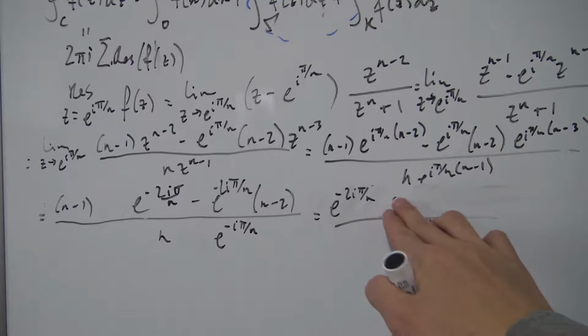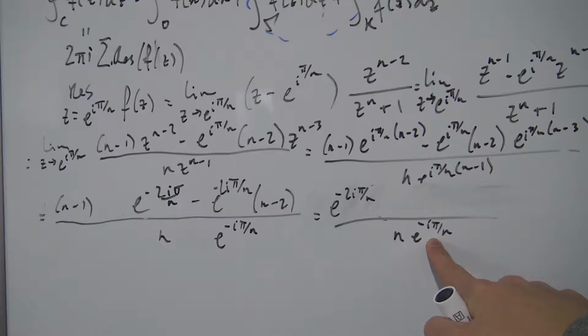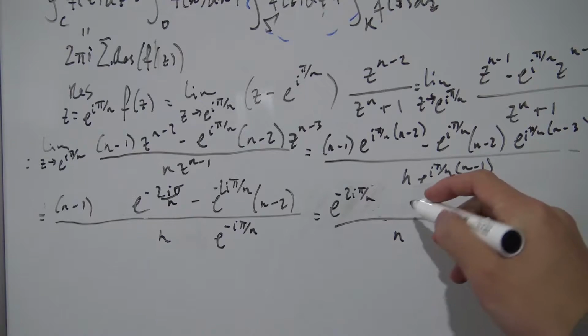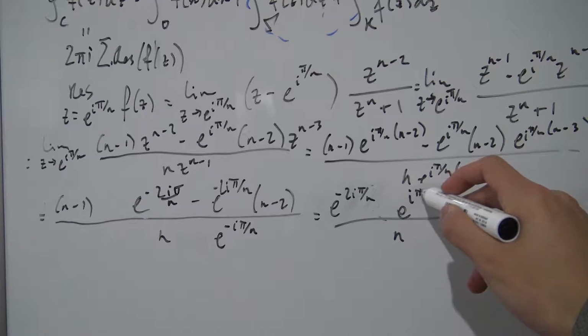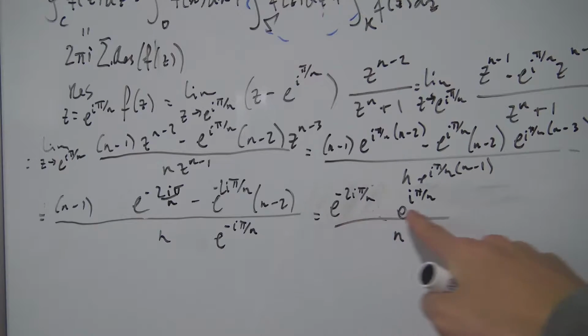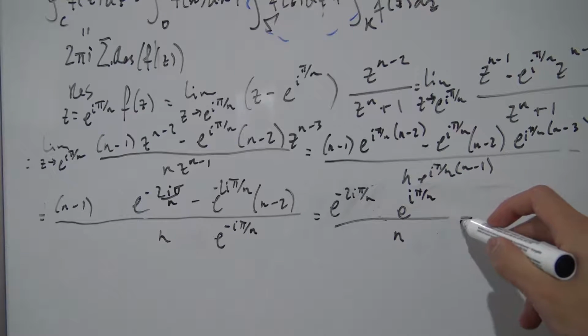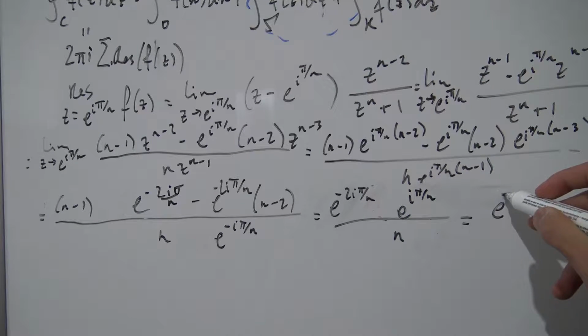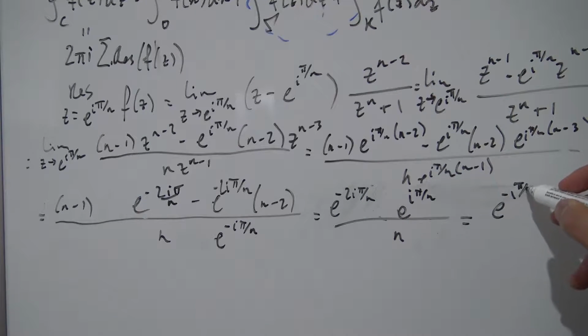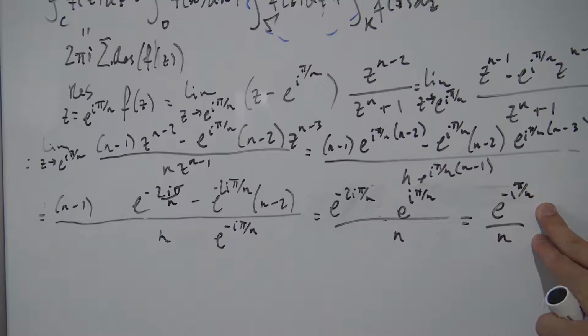And then now all we need to worry about is this last exponent right here. We can bring that up to the front by flipping the negative sign in there. So e to the i pi over n. And multiplying these two together, well, negative 2 plus 1, that's exactly negative 1. So now we're going to have e to the negative i pi over n divided by n. Alright, so this is the residue of our function at the point e to the i pi over n.